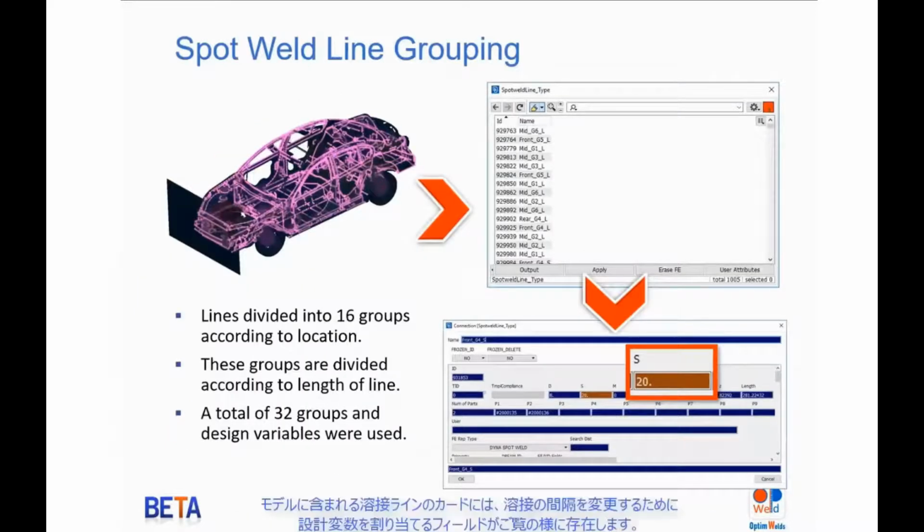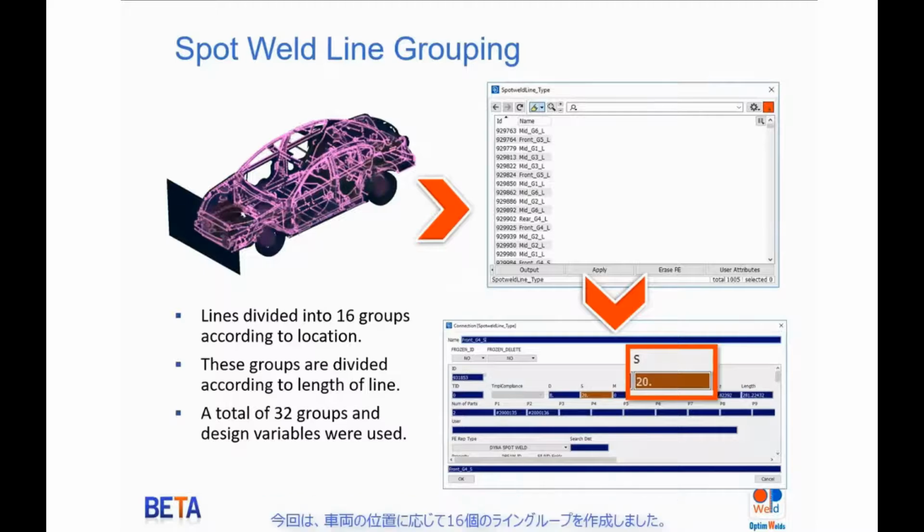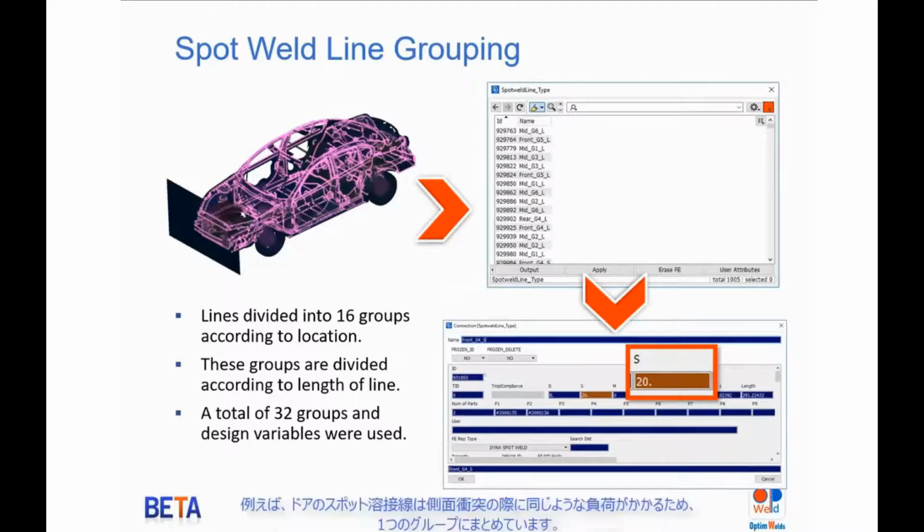Once the lines are created, they are placed into groups, which will assign a design variable that changes the weld spacing. We created 16 groups of lines, selected according to their location on the vehicle. So for example, the spot weld lines for the doors are selected together in one group, as they will experience similar loading in the side impact case.